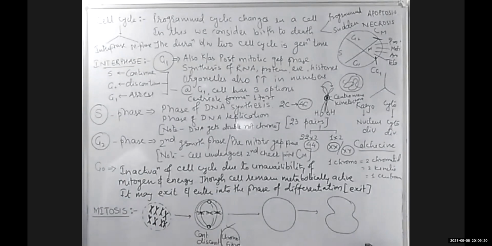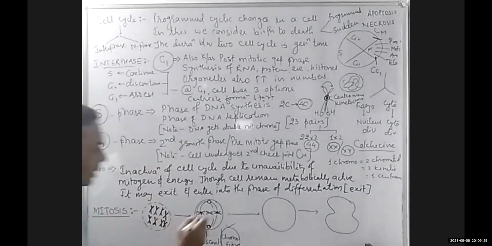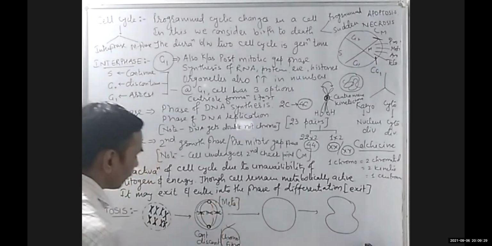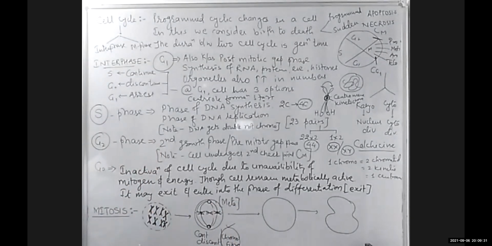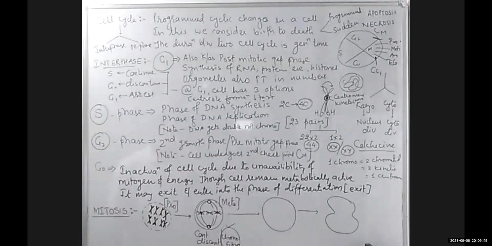So when it comes to the equator plate, this is called metaphase. When it was condensing and organelles were disappearing, then it was prophase, which can be divided into early, mid and late. Mira, you raised your hand. Sir, what happens to the nuclear membrane in metaphase? It has still disappeared, completely disappeared.